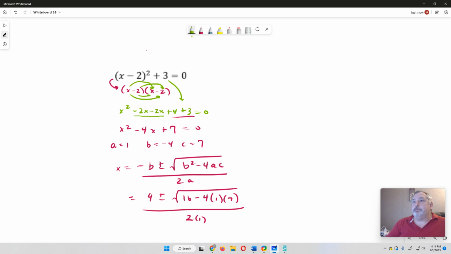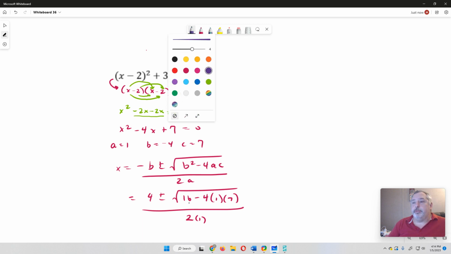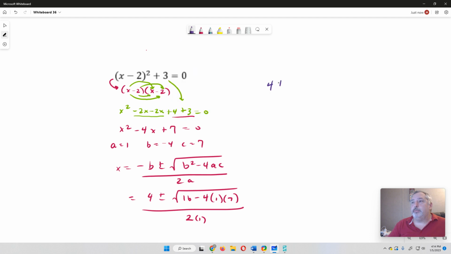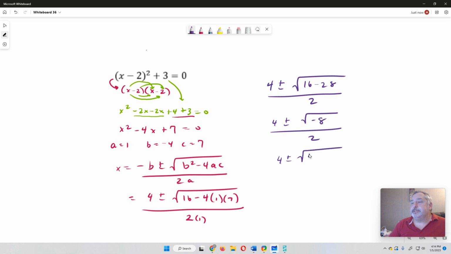So then just start simplifying this. Work on the radical first. So I'll have 4 plus or minus the square root. 4 times 7 is 28, so that's 16 minus 28, all divided by 2. 4 plus or minus the square root of negative 12, all divided by 2. And then 4 plus or minus the square root. This is 4 times 3 times negative 1.